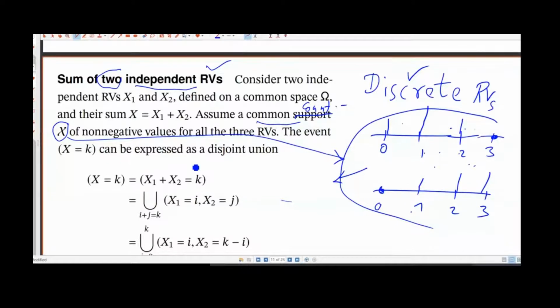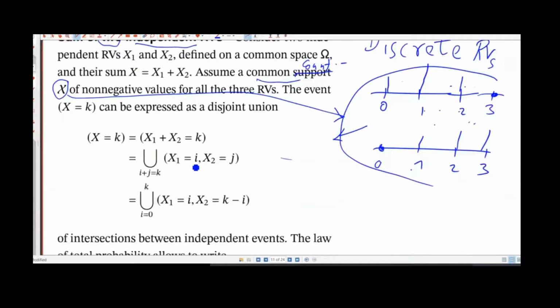Now let's say that the sum of these two, I give it the name X. तो मुझे इसका PDF चाहिए. क्या चाहिए इसका? Discrete PDF चाहिए. Discrete PDF में क्या क्वेश्चन होता है मेरे पास? X equals some value which I specify. So I start with this question, and this I don't change K because I have specified this. I replace X with sum of these two.